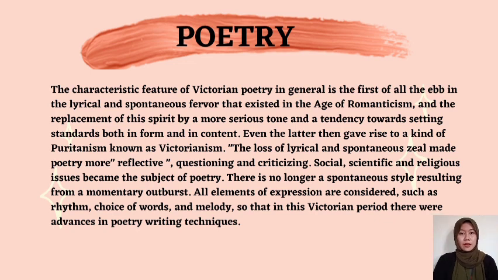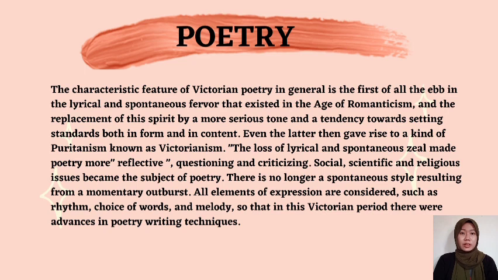Poetry. The characteristic feature of Victorian poetry in general is, first of all, the lyrical and spontaneous fervor that existed in the age of Romanticism, and the reflection of this spirit by a more serious tone and a tendency towards setting standards both in form and in content. Even the latter then gave rise to a kind of Puritanism known as Victorianism.